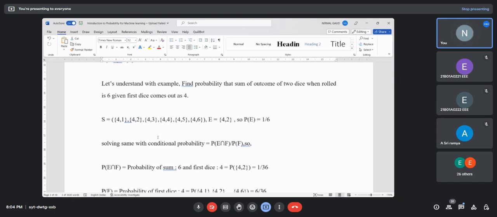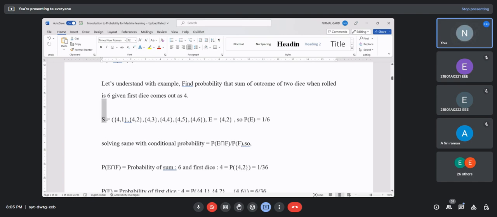Sum. I need to calculate the sum. If one has occurred on one dice, then on the second dice there should be 2, because 4 plus 2 is what gives you 6. So I need to check the probability that 2 will come on the second dice. What are the chances? Let's check the combinations.